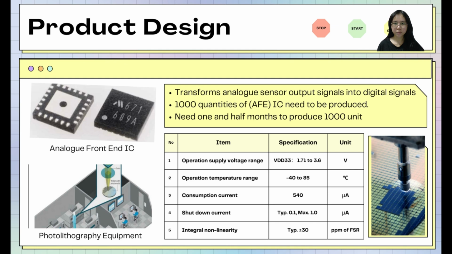I'm Li Yu. I will explain about the product design. An analog front-end IC has been selected as the product for this case study project. An analog front-end IC transforms analog sensor output signals into digital signals, that is digital signal processing, and outputs to the host through digital transmission. Product specifications are shown in a table. 1,000 quantities of the IC need to be produced, and it needs 1.5 months to produce it.